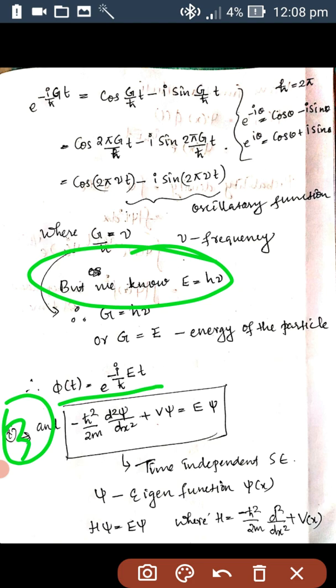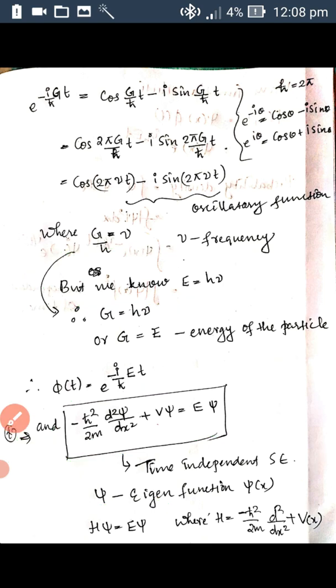So this equation is known as the time independent Schrodinger equation, where psi is the eigenfunction which depends only on the variable x. And this equation can be written as H psi is equal to E psi, where H is the Hamiltonian function and Hamiltonian operator. H is equal to minus h cross square by 2m d square by dx square plus V(x).